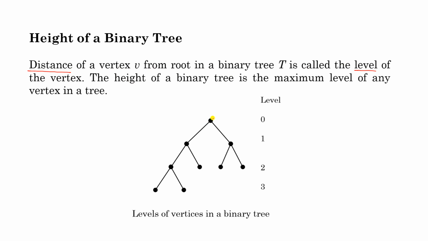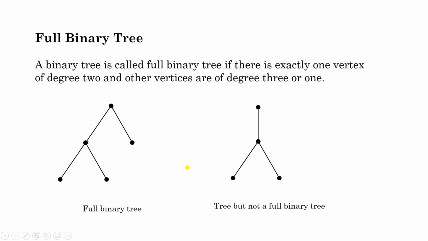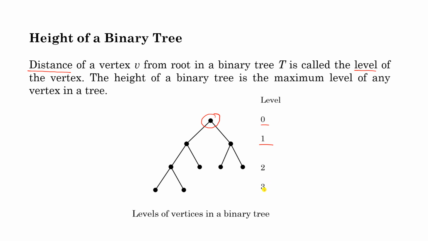So look at this. The root is this one. So the distance of root from root is 0. Now if you check these vertices, the distance of these vertices from root is 1. Only one edge is there. So level of these vertices is 1, and for these vertices level is 2, and for these vertices level is 3. So level is the distance of a vertex v from the root in a binary tree.